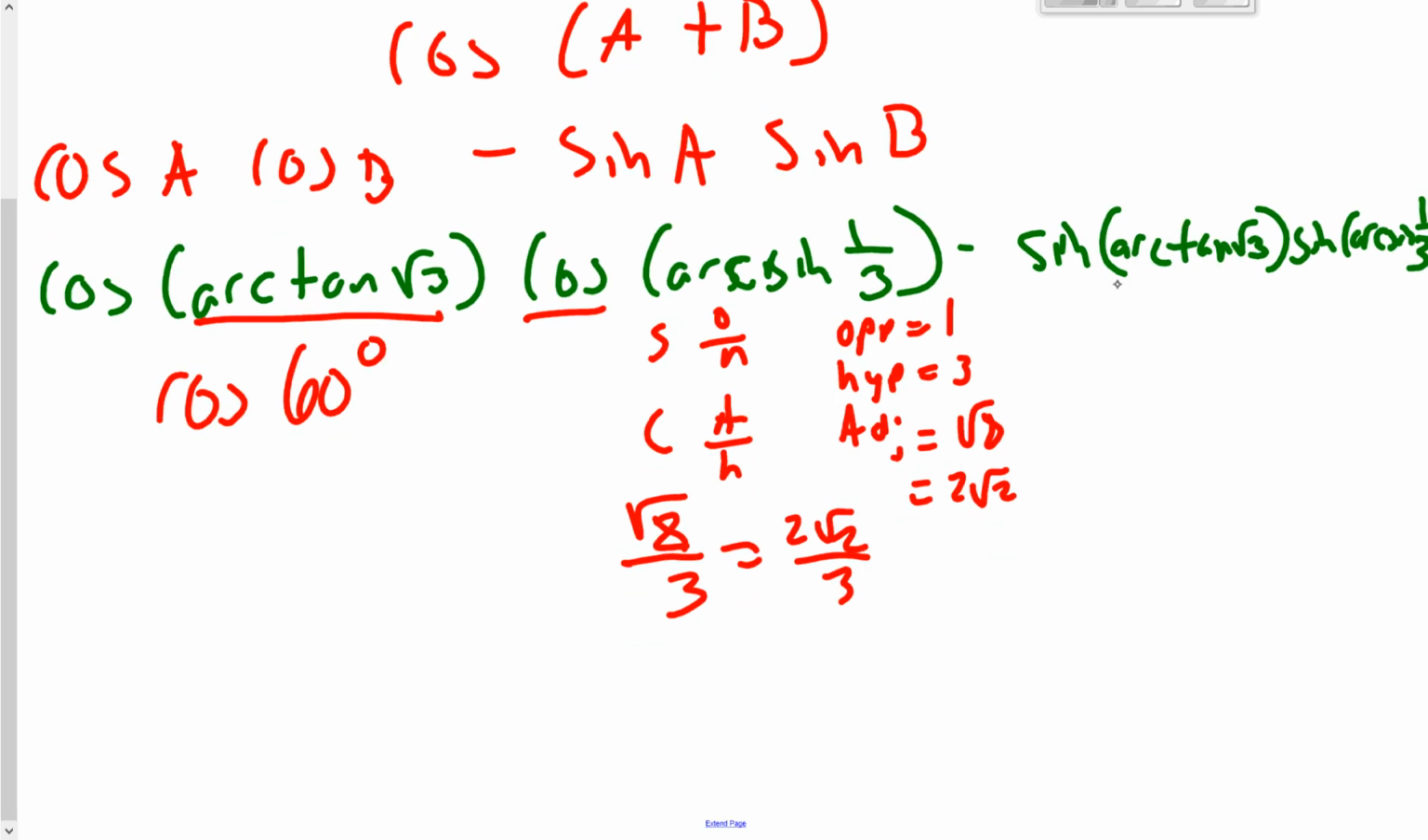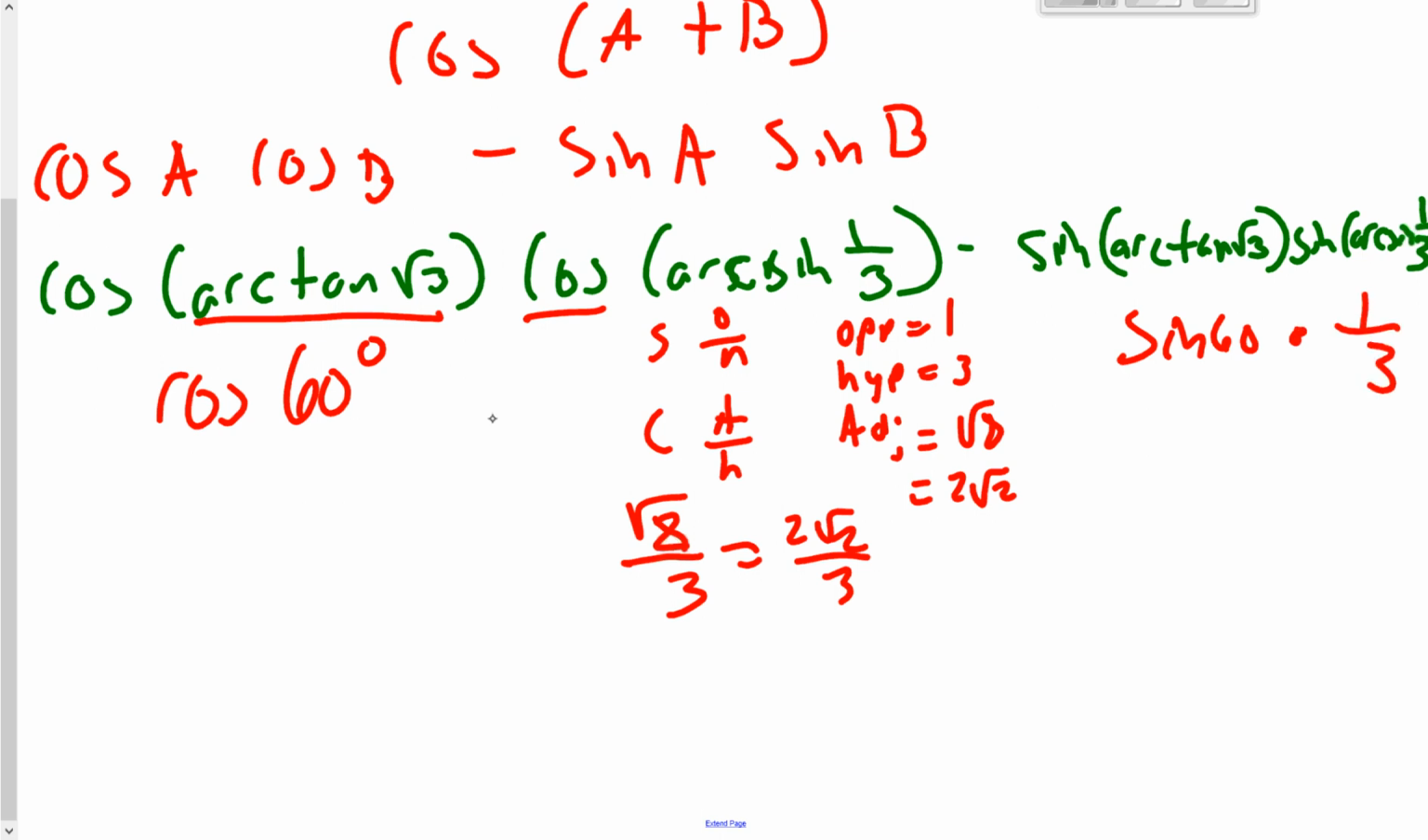Now I can find sine of arctan, so I'm just finding sine of 60, right? Because I already figured out what arctan of root 3 is. That's 60, so this is sine of 60. And then sine of arcsine of 1/3. Well, I can use these numbers, the opposite, hypotenuse, and adjacent, from what we figured out of cosine, and just find sine, which is opposite over hypotenuse, so that's just 1/3.